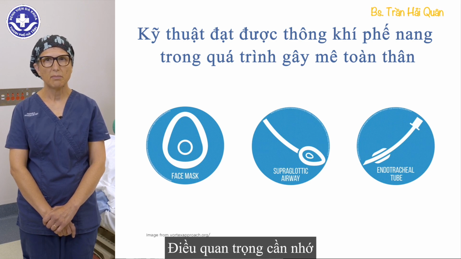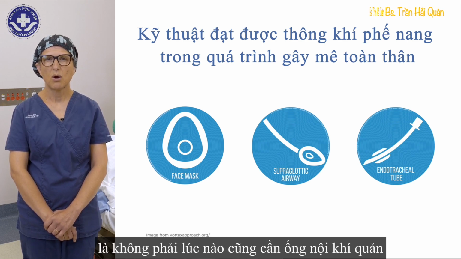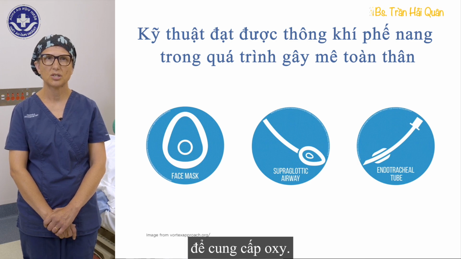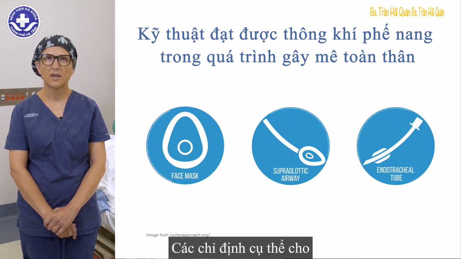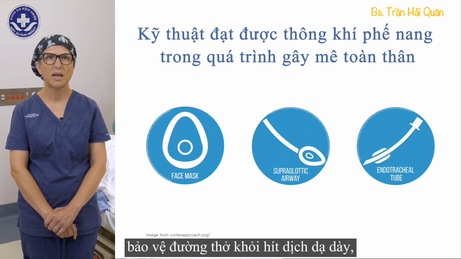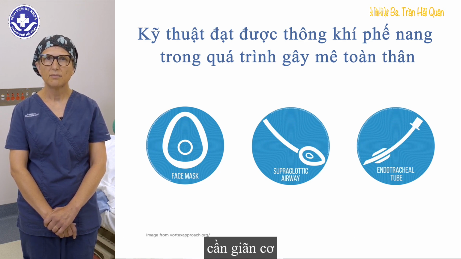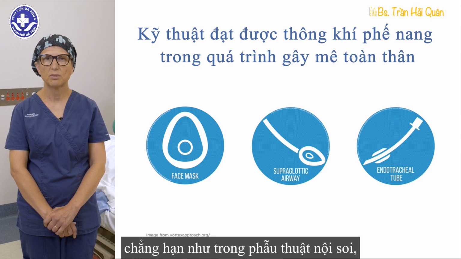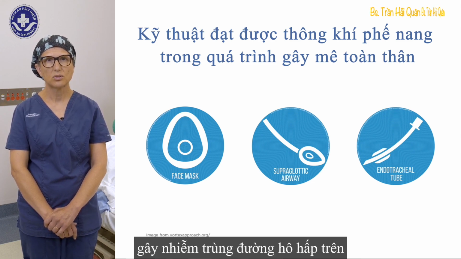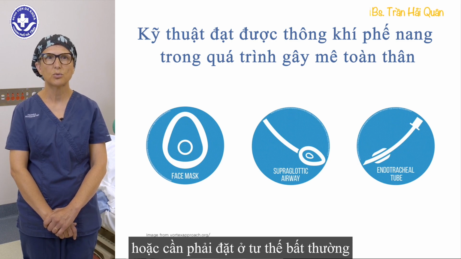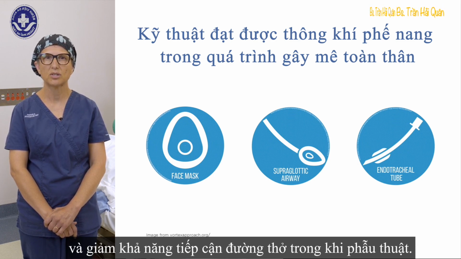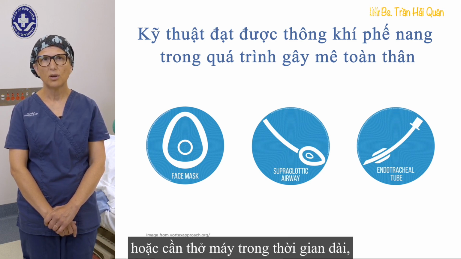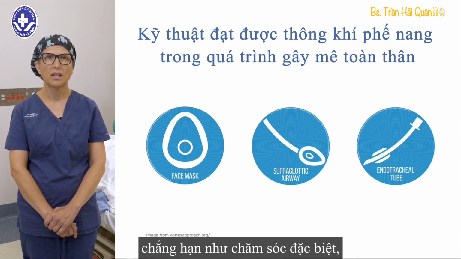It is important to remember that an endotracheal tube is not always required for the conduct of general anaesthesia and that other techniques can be used to achieve oxygenation. Specific indications for endotracheal intubation include airway protection from aspiration of gastric content, the need for muscle relaxation and ventilation to facilitate surgical access, such as during a laparotomy, or surgery that could potentially cause soiling of the upper airway, or the need for unusual positioning and reduced access to the airway during surgery.